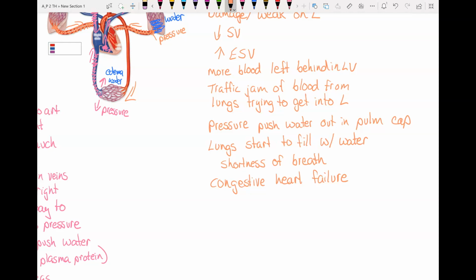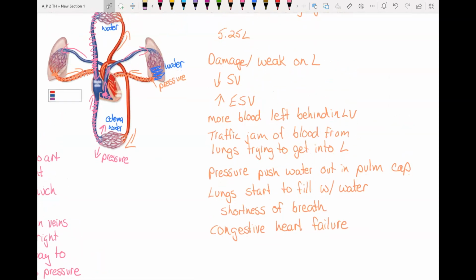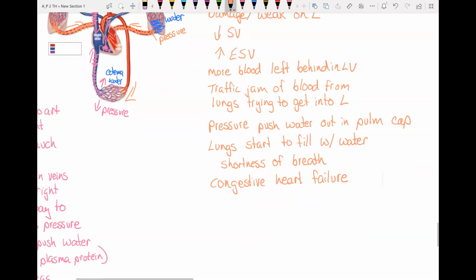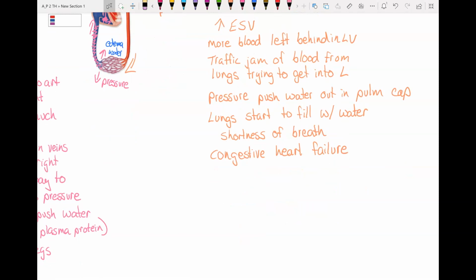Congestive heart failure is when you have damage on the left side of your heart. So you get this backup of blood coming from the lungs. That creates pressure in the pulmonary capillaries, which pushes water out, and the lungs start to fill with water, and you have trouble breathing. And if you leave this untreated, you could actually drown from the water filling up in your lungs.